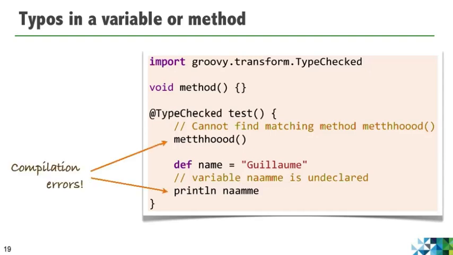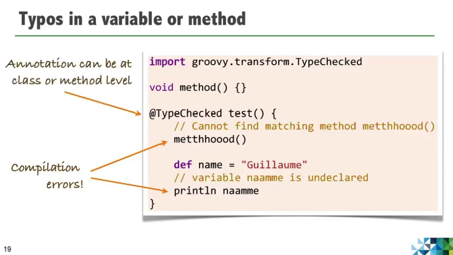It's going to throw two compilation errors on those two lines highlighted here, because the method called method with double T, double H, etc. cannot be found, but there's a method which actually exists, so that it's suddenly a typo. Same thing for the variable, and it's going to say that this variable is undeclared because it couldn't find a variable of that name.